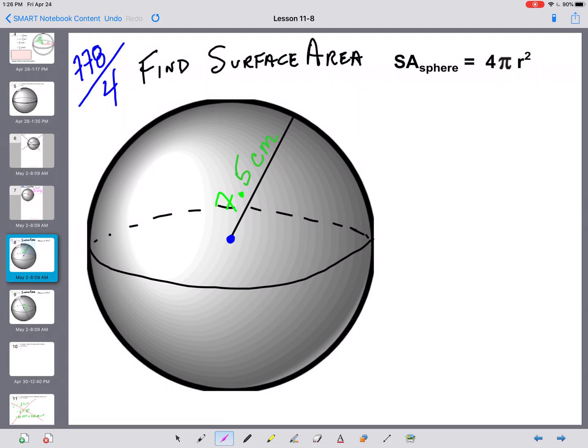Same idea. They just want surface area. What do they give us on this? Again, they give us the radius, so it's just plugging it in. 4 pi 7.5 squared. Let's do it.